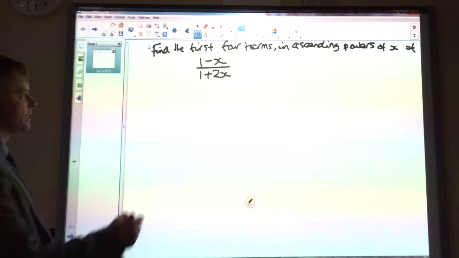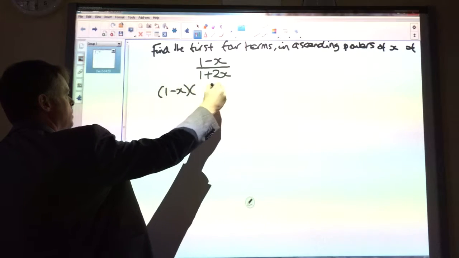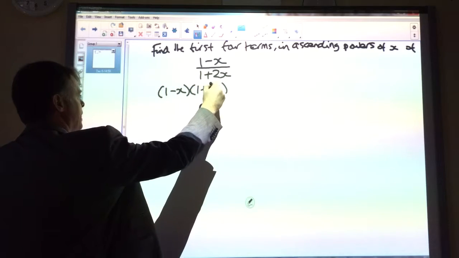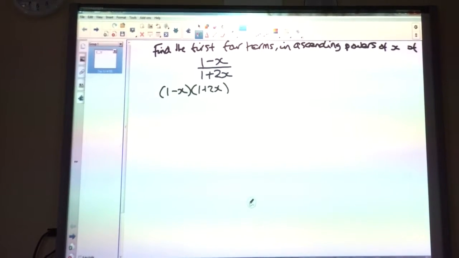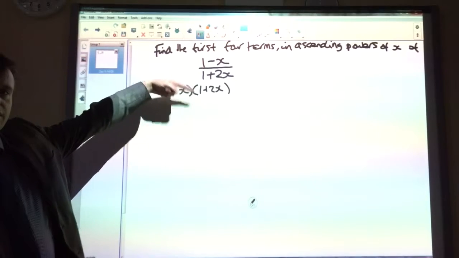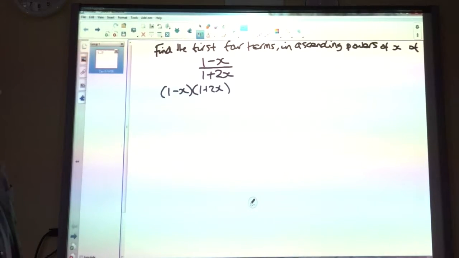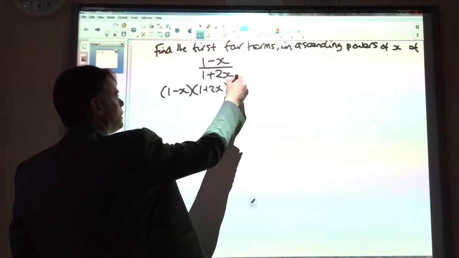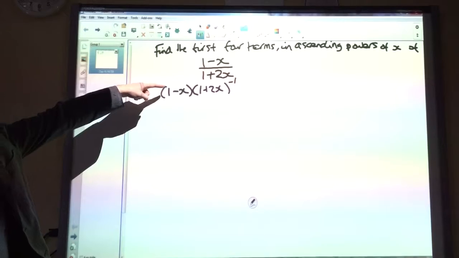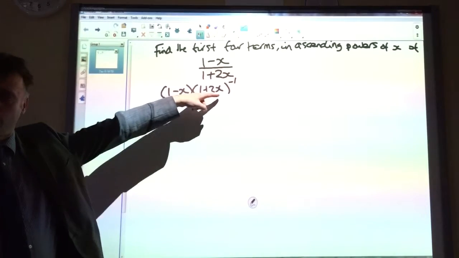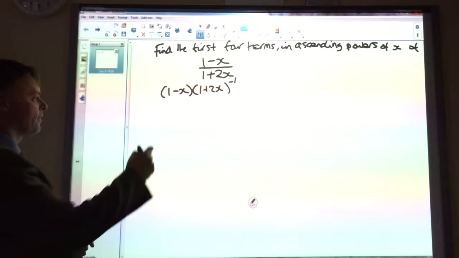So the first thing you need to do is rewrite it like this. So it's 1 minus x times 1 plus 2x to the power of 1. So it's over at the minute. I bring it up there, the power becomes minus 1. So we don't have to worry about expanding the 1 minus x bit, but we can use the binomial expansion to expand the 1 plus 2x to the power of minus 1. So we'll do that first.